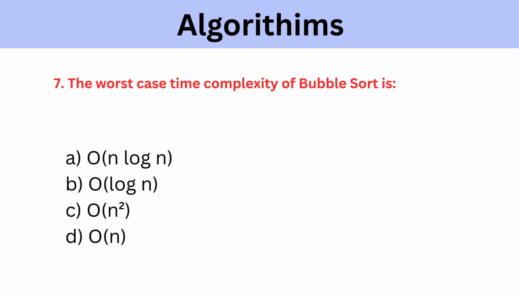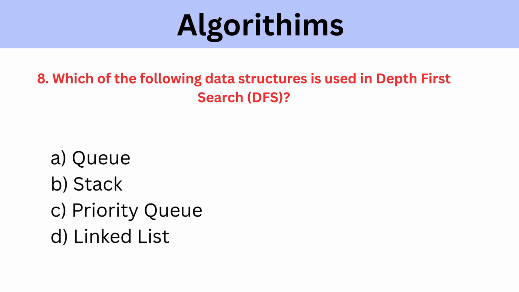The worst case time complexity of bubble sort is: A. O(n log n). B. O(log n). C. O(n squared). D. O(n). The correct answer is option C, O(n squared).